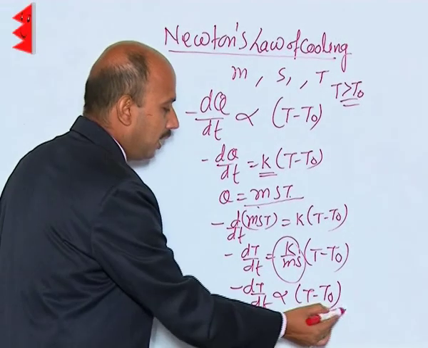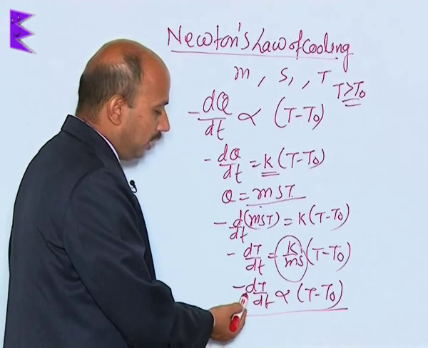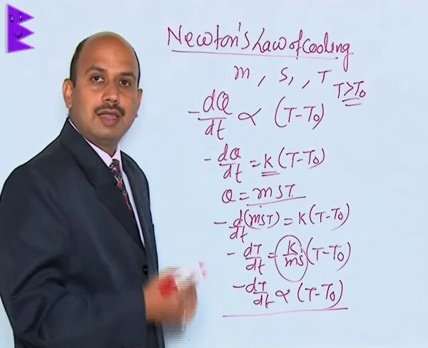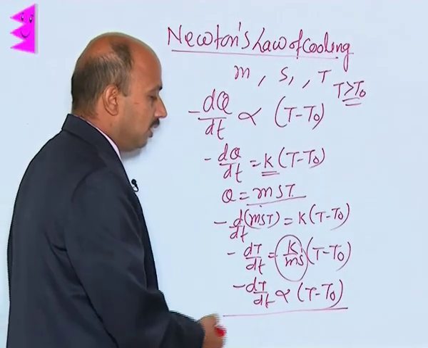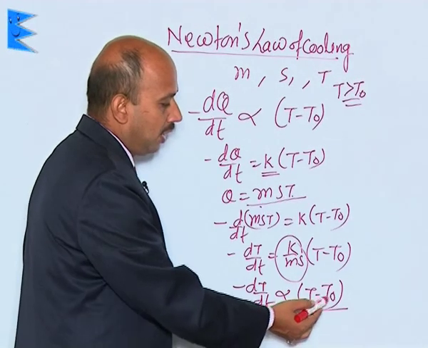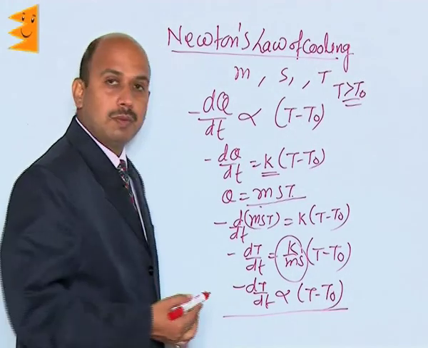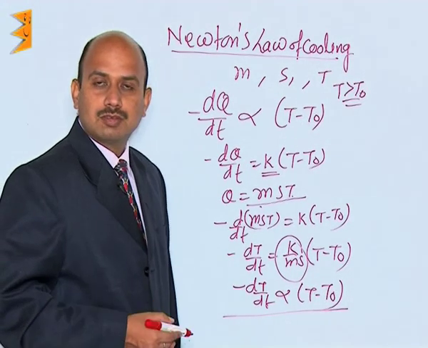So, from here again you can conclude that according to Newton's law of cooling, the rate of fall of temperature is directly proportional to the temperature difference between the body and the surrounding. But see here, the temperature difference should not be more than 40 degree Celsius.